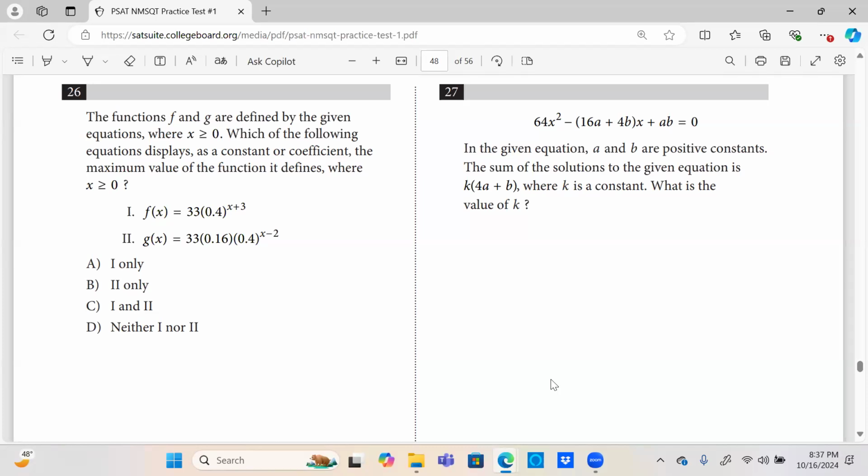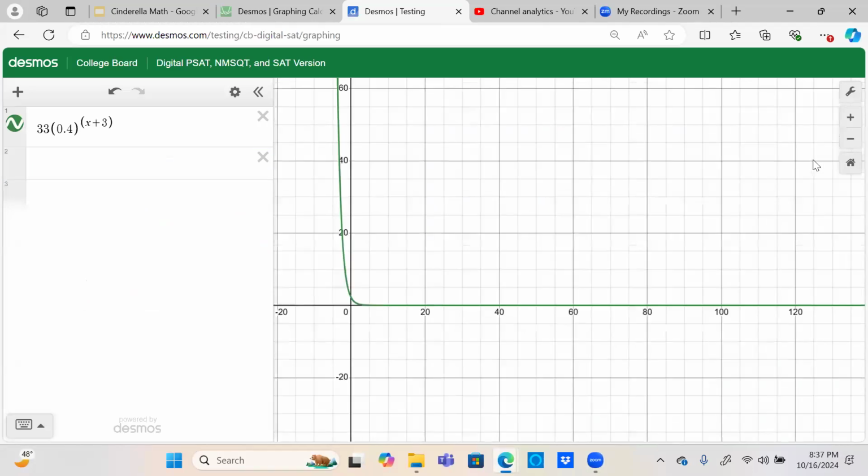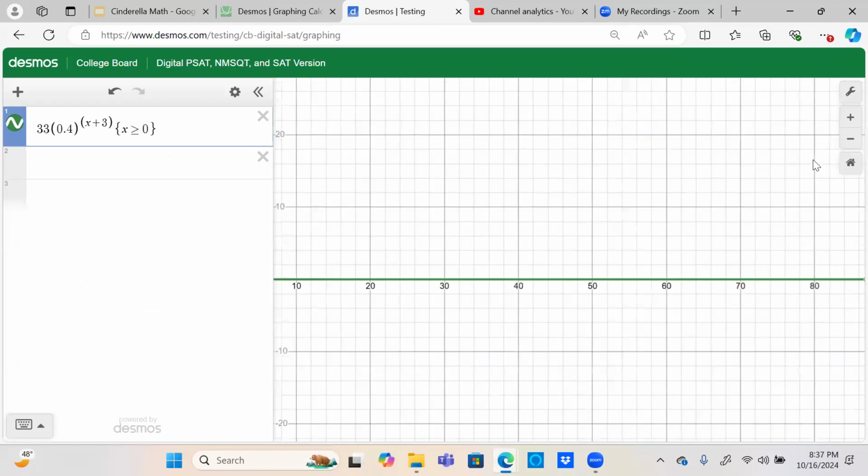Oh, x has got to be greater than or equal to 0. Hold on, I don't know if I took that into account. X has got to be greater or equal to 0. So let's restrict this. You do a squiggly bracket. X has got to be greater or equal to 0. Okay, so now what is the maximum value now?